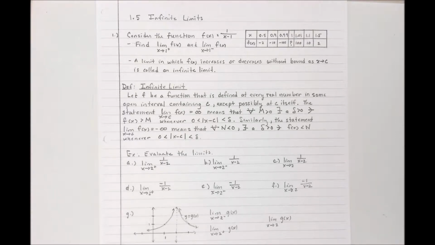As we start this last section in Chapter 1 on infinite limits, we're going to have a definition of an infinite limit, which is going to be somewhat similar, a little bit anyway, to the epsilon delta definition that we had of a limit back in Section 2.